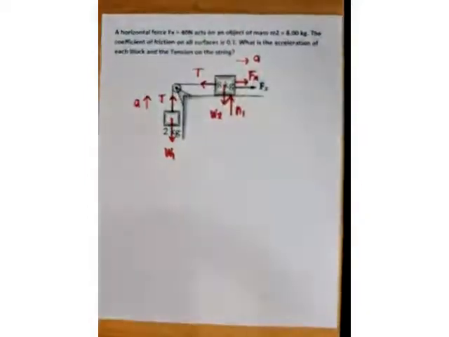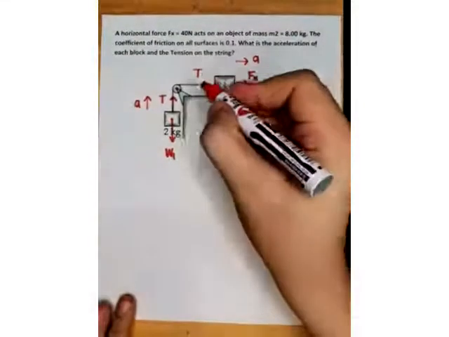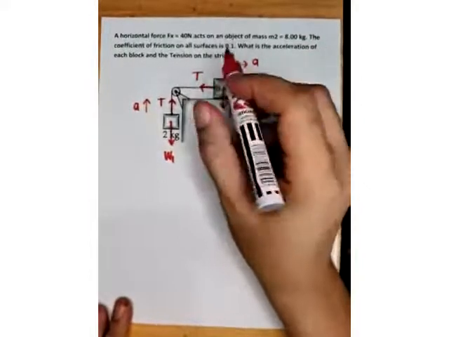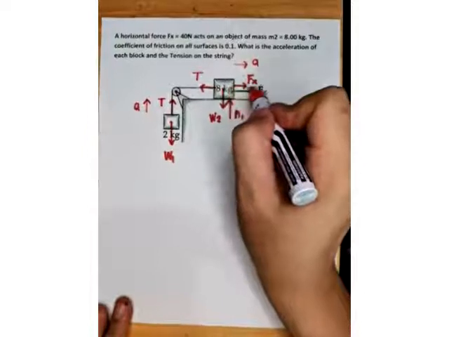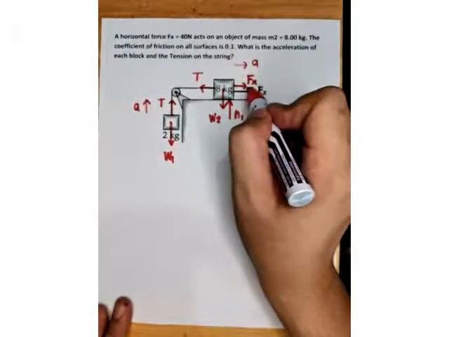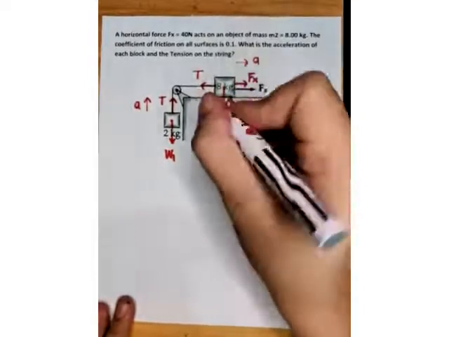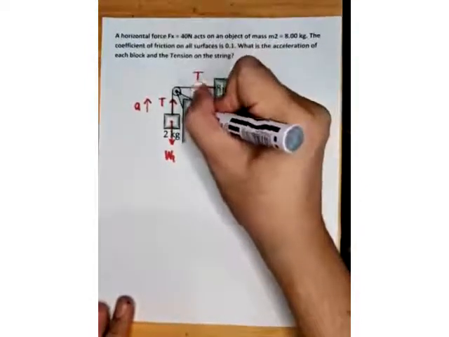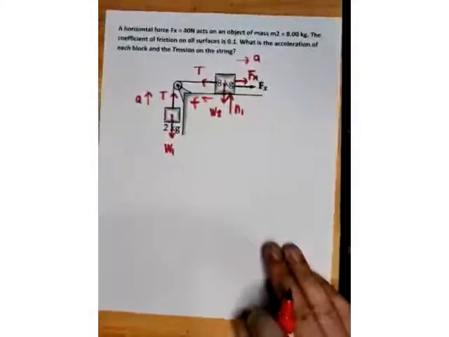And since we have a coefficient of friction, that means there's friction acting on it. So, what is the direction of the frictional force? Remember, the direction of the frictional force is always opposite the motion. If the motion of the 8 kilograms will be to the right due to this force, then friction should be opposite it, so it should be to the left. So that's the frictional force.